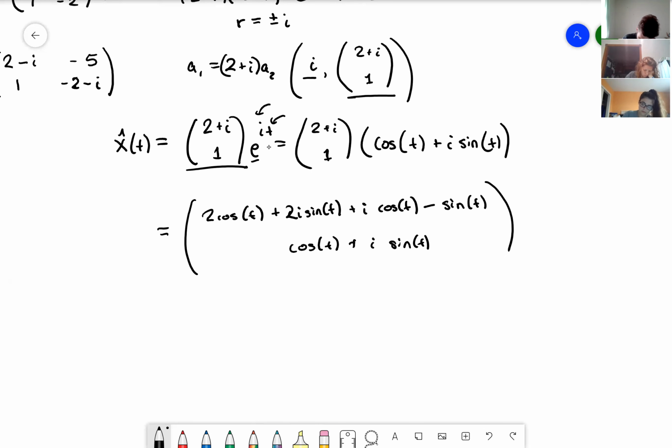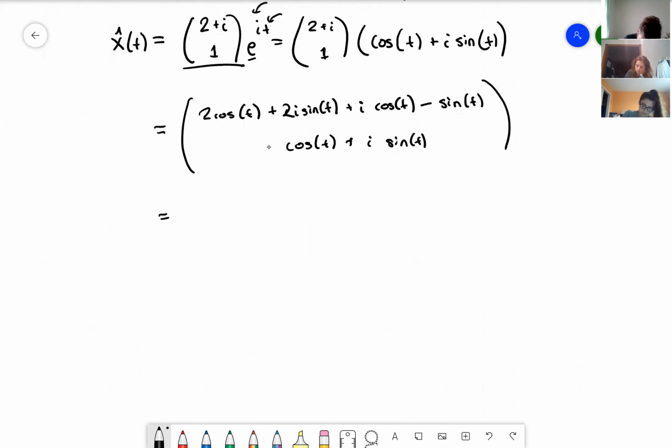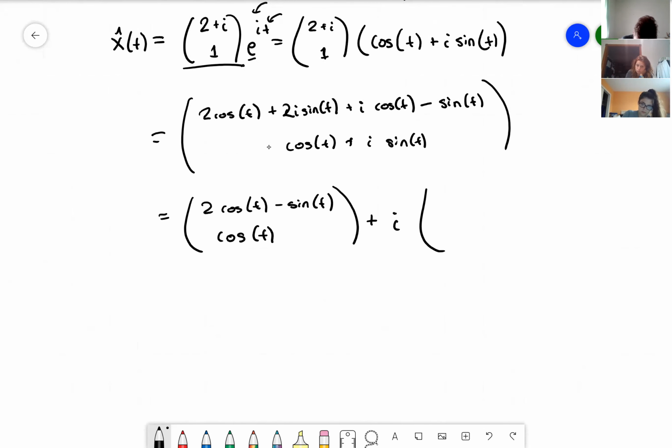Now collecting together my real and imaginary parts. This is a vector. 2 cosine of t minus sine of t, cosine of t. That's my real part. My imaginary part is 2 sine of t plus cosine of t, sine of t.